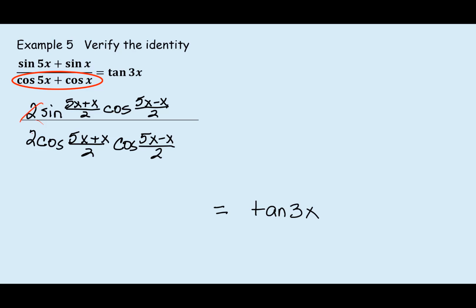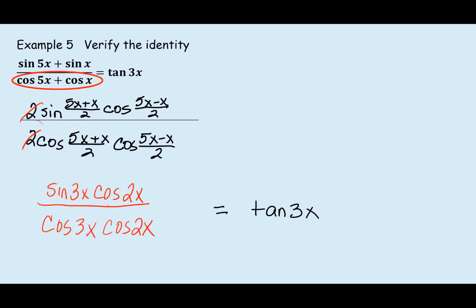So the 2's are going to cancel, and we're just going to have on top sine 6x over 2, which is 3x, cosine 4x over 2, which is 2x. On the bottom, we're going to have cosine 6x over 2, which is 3x, and cosine of (5x minus x) over 2, which is cosine 2x. And so the cosine 2x's are going to cancel, and you can see that you just have sine 3x over cosine 3x, which is tangent 3x.